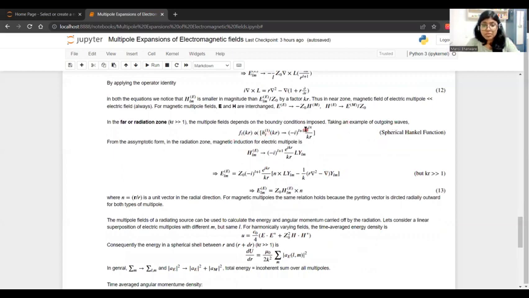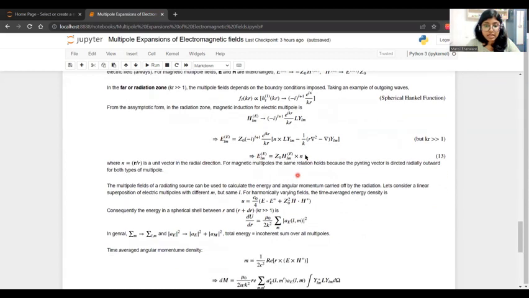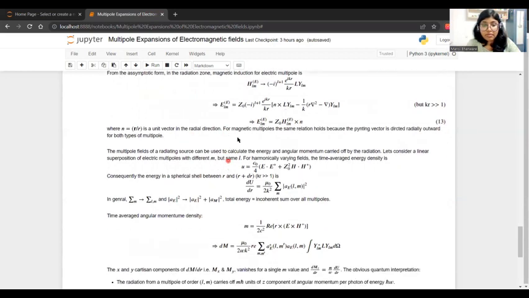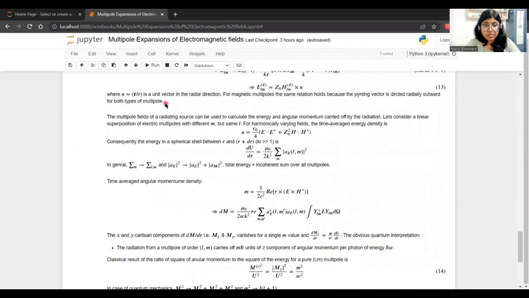The radial function is proportional to the spherical Hankel function, which is this, and here we are using the asymptotic form of the spherical Hankel function. Now, in the radiation zone, we get the magnetic field for electric multipole like this, which eventually gives us this. But applying this condition, we have the final expression of electric field like this, where n is the unit vector in radial direction. Now, for magnetic multipoles, the same relation holds because the Poynting vector is directed radially outwards for both types of the multipole.